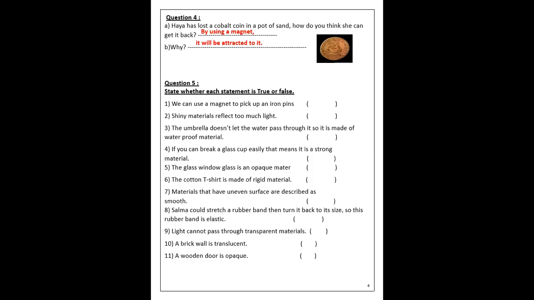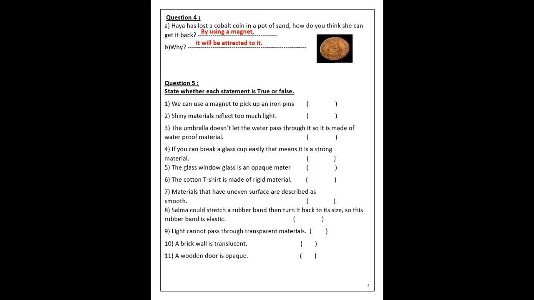Why? Because if she has taken the magnet and put it in the pot of sand, what happens? The cobalt coin will be attracted to the magnet. The magnet will attract the cobalt coin and then what happens? It will be stuck to it, right? So it will be attracted to it and she will get back her coin, right? Okay, now question number 5.